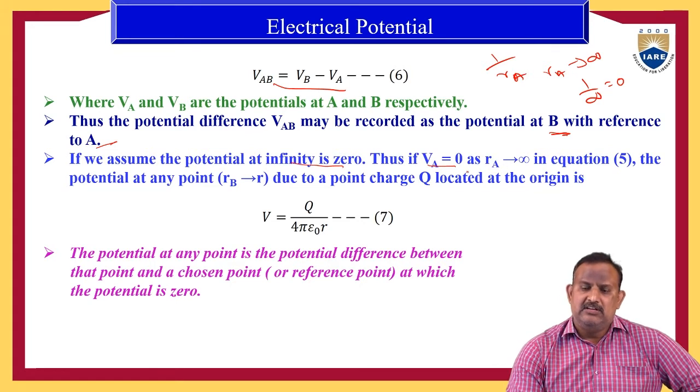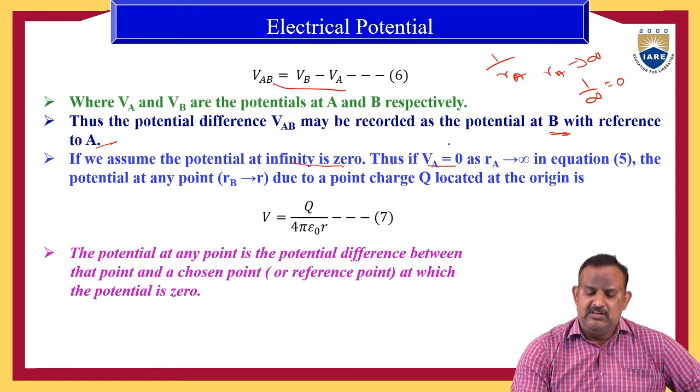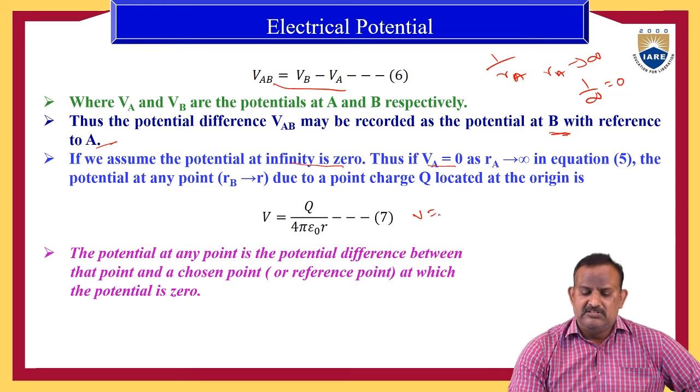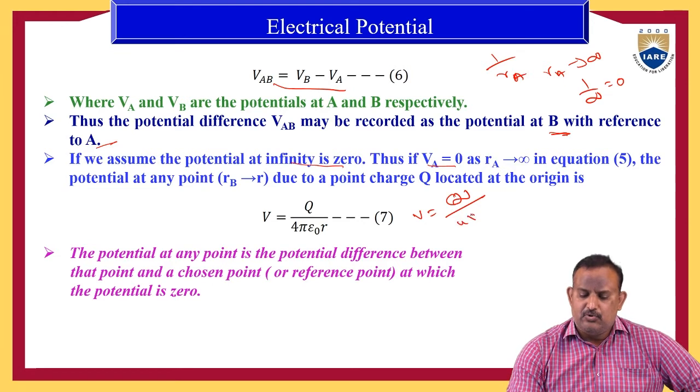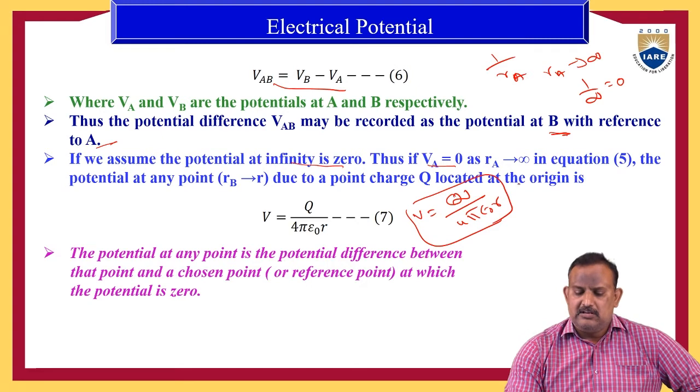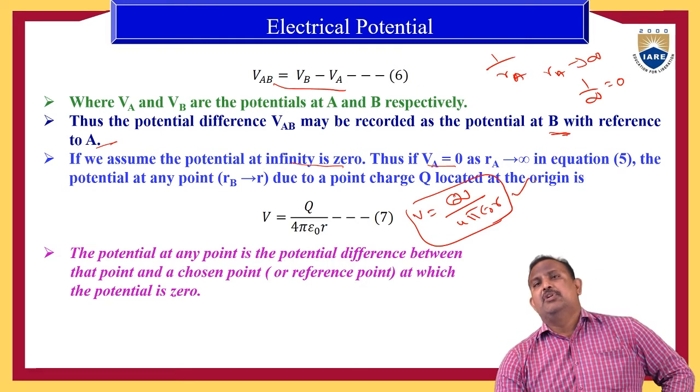Therefore, we can modify the equation: in place of VAB, here I am directly writing V. The potential V is equal to Q by 4 pi epsilon naught R. It is the general equation for potential.